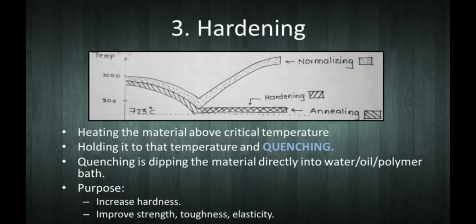Now hardening. Hardening is heating the material above critical temperature, holding it at that temperature, and quenching. Quenching is dipping the material directly into water or oil or a polymer bath. The purpose is to increase hardness and improve strength, toughness or elasticity. Hardening is basically to harden the material by phase shifting internally, and wherever we require a tough, hard metal, we do the hardening process by heating it above critical temperature.